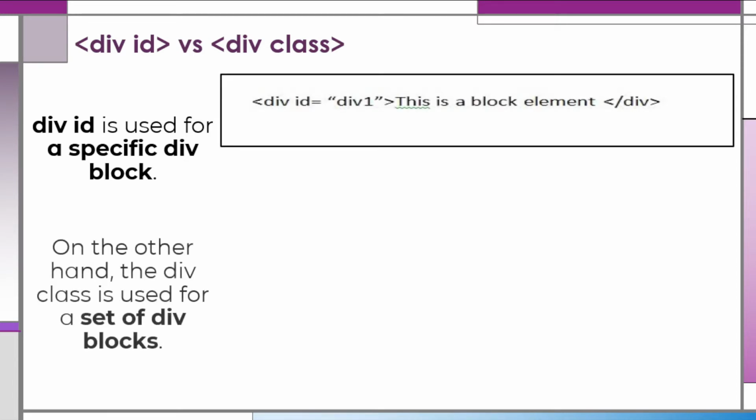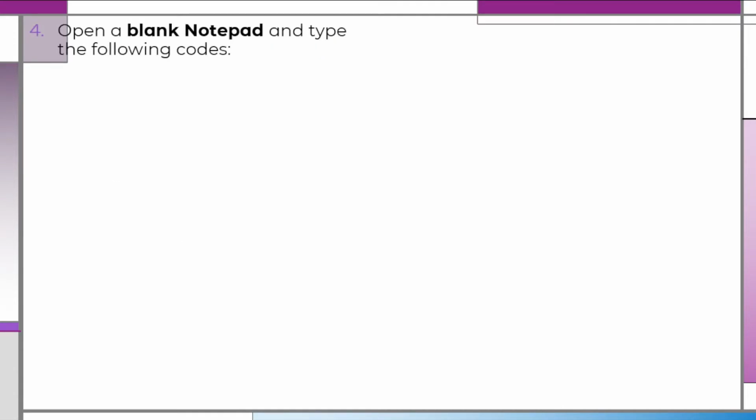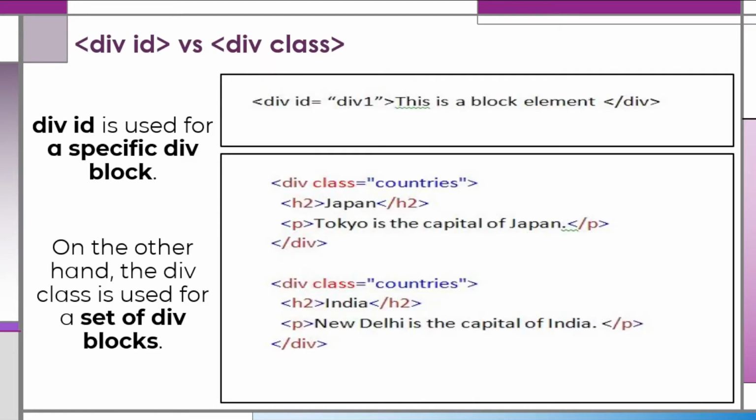Okay, so block element. On the other hand, the Div class is used for sets of blocks. So the sets of blocks are like smaller pieces of blocks that we use, then combine them to create a bigger block. Okay, so these are used for sets of blocks, so you can use that. So that's the difference. From this point on, I will be using Div class.